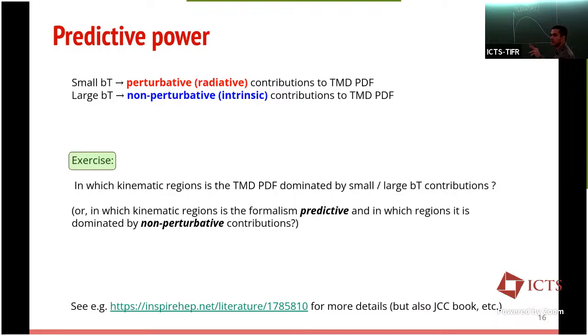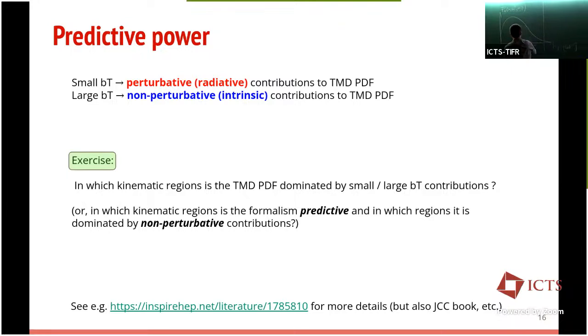The data, but before having data. So this is bT space. We said that small bT can be calculated in perturbation theory. Large bT is non-perturbative, so we don't know. So say, for example, that this is 1 inverse GeV, and this is 1.